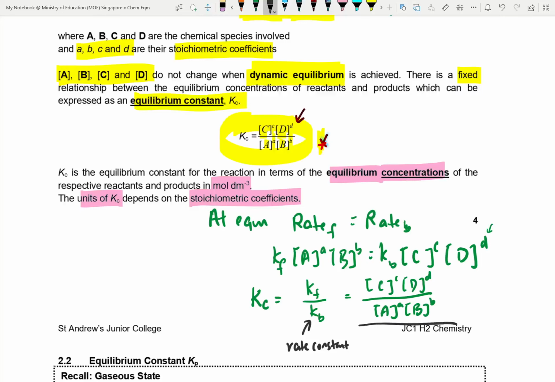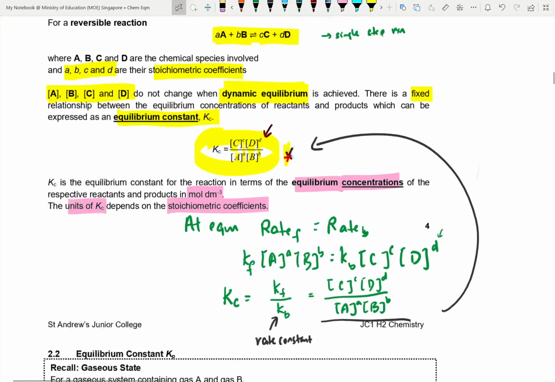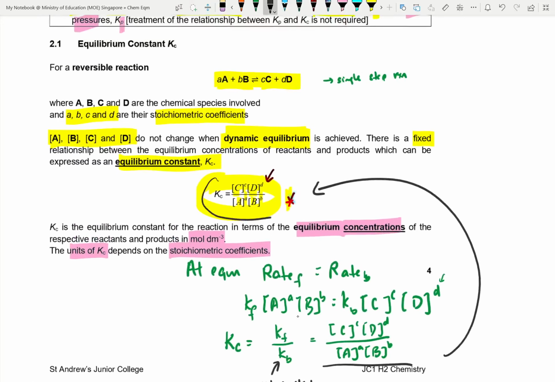And so that's how we actually come up with this expression. So do you see how this is being derived? Okay. Do you really need to know how to derive? Don't need lah. So actually what you need is, you just need to be able to write the Kc expression given the equation. Okay?